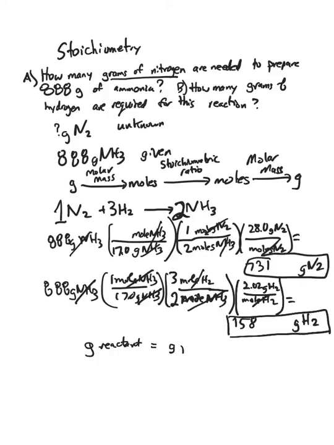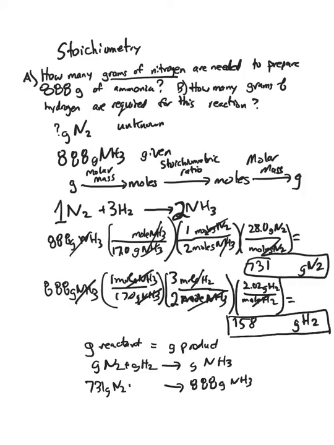Now the law of conservation of mass says my grams of reactant should equal my grams of product. So my grams nitrogen plus grams hydrogen should equal my grams of ammonia. So I made 888 grams of ammonia. We said that requires 731 grams of nitrogen and 158 grams of hydrogen. So 731 plus 158 is going to be 889 grams of reactants and 888 grams of ammonia.